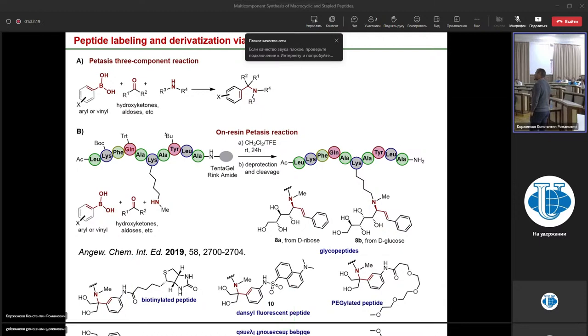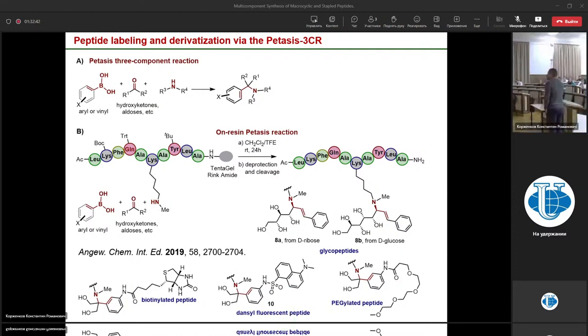We introduce a secondary amine here, in the lysine side chain. This is a very easy setup. And then we do the on-resin protocol, okay? On these solvents, take a look, we use a lot of dichloromethane and trifluoroethanol because of the solubility issue, because methanol is not good for the swelling of the resin, okay? And therefore, we are able to introduce sugars, biotin, fluorescent labels, polyethylene glycols in this one-pot reaction.